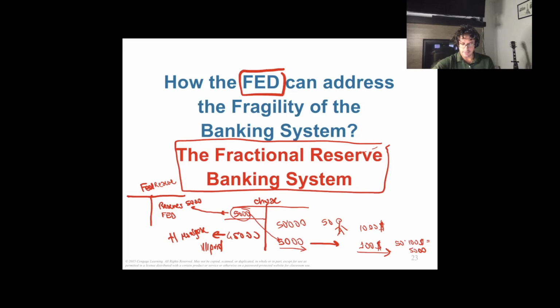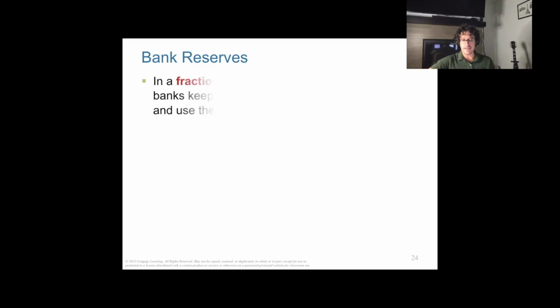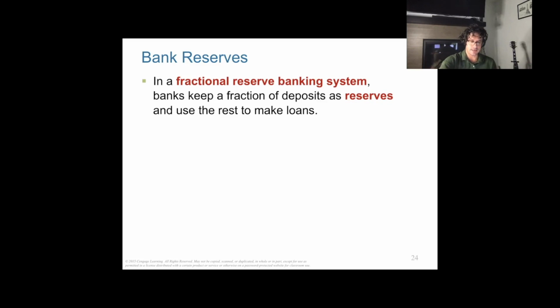So this will be the liability of the Fed. Okay, so the intuition is basically a Fed can address the fragility by asking banks to keep this $5,000 in the form of reserves in the Fed. Okay, bank reserves. Again, this is the Federal Reserve. It's not a commercial bank, it's the central bank. This is instead a commercial bank, Chase, putting this $5,000 in the form of reserves at the Federal Reserve.